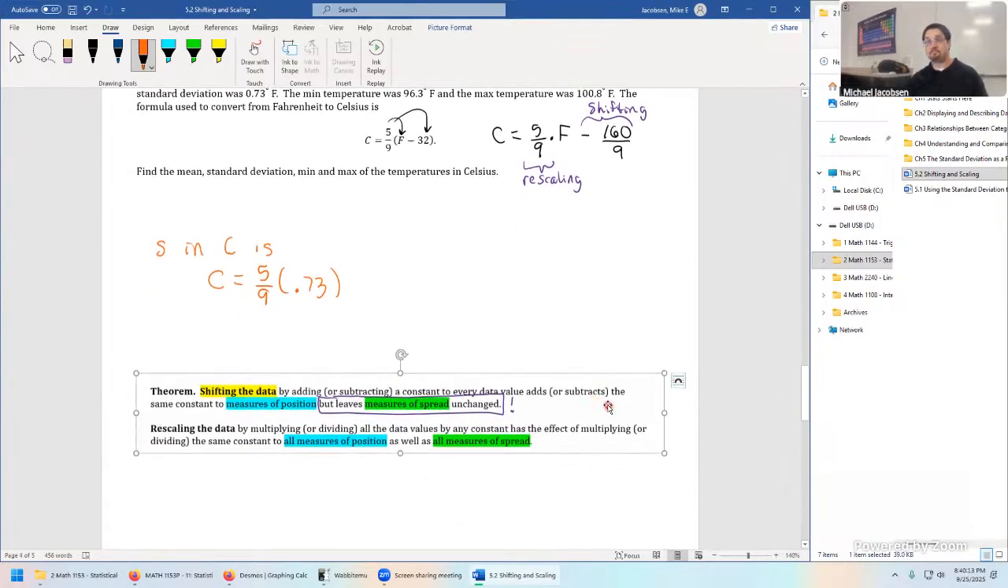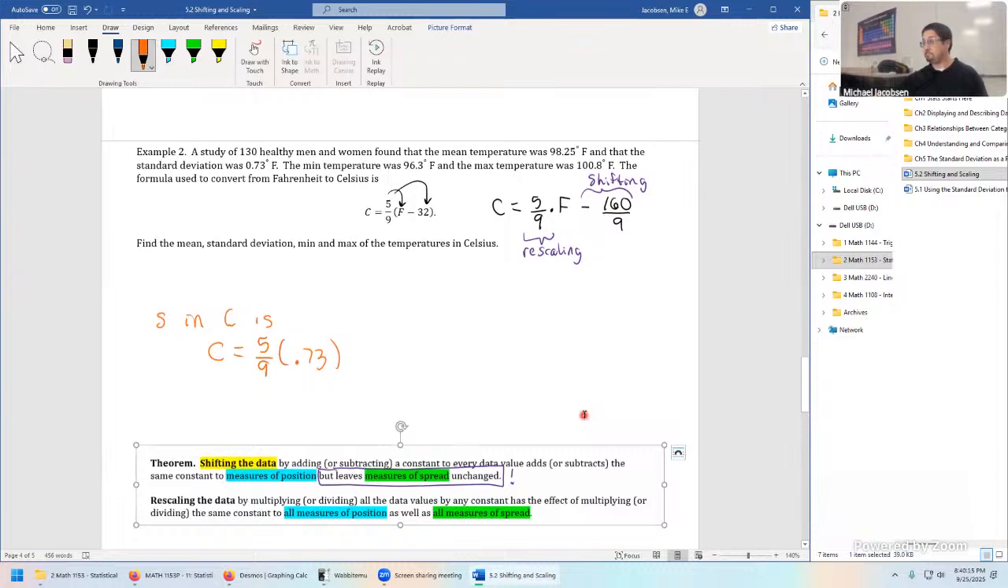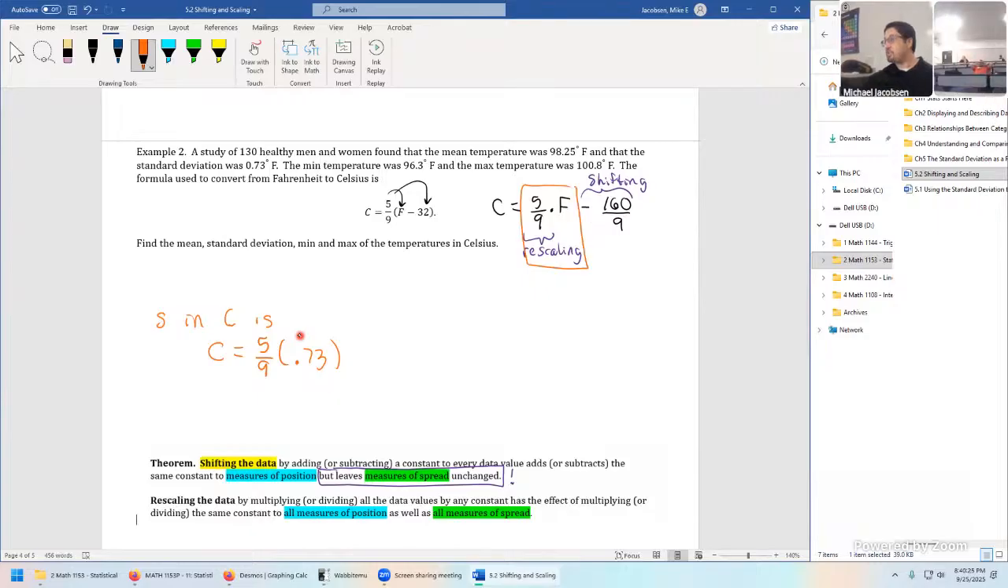I guess this is kind of hard to see where you got your, would it be the 5/9, that's 0.73? That would be just pertaining to this, right? Yeah, that was just the rescaling part. It said rescaling the data is going to multiply all the data values, and it'll multiply the same constants to all measures of spread. So since the standard deviation S was a measure of spread, that part was the rescaling. So we rescaled 5/9 again here on the 0.73.